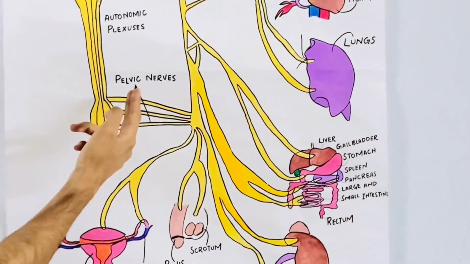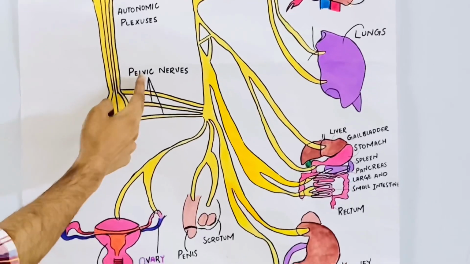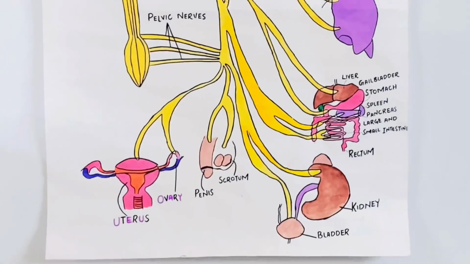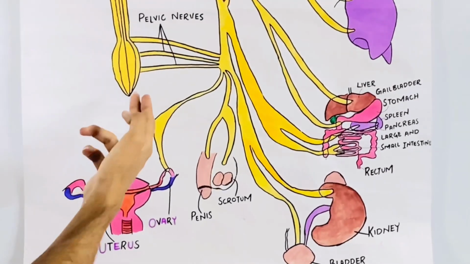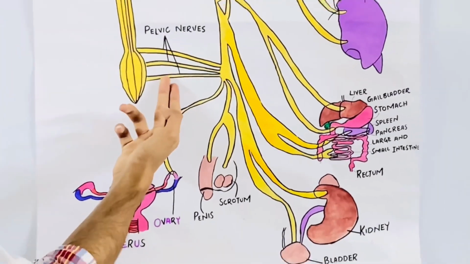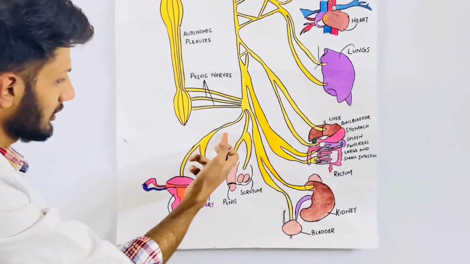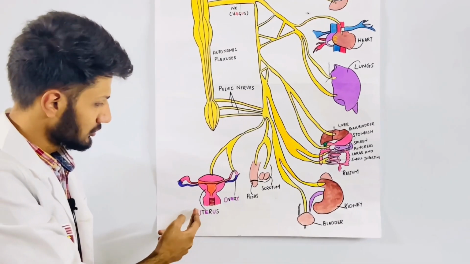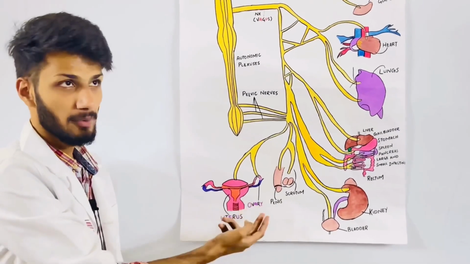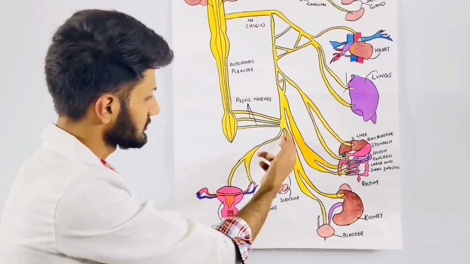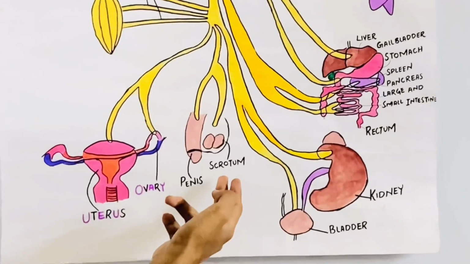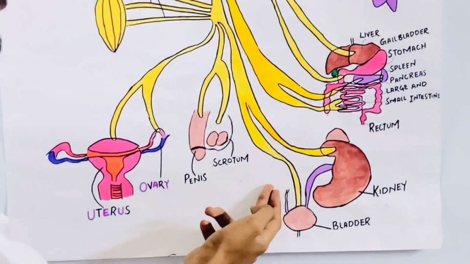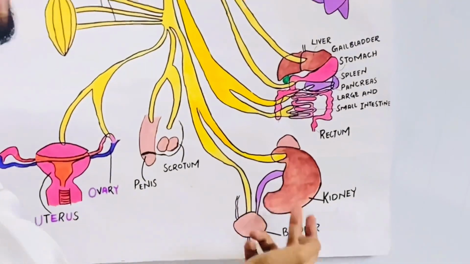And the next is the pelvic nerve. The origin of the pelvic nerve is the sacral vertebra. It has 3 roots. The first root innervates the uterus and ovary, the female reproductive system, and the next is the penis and scrotum, which is the male reproductive system, and the next is the bladder and kidney.